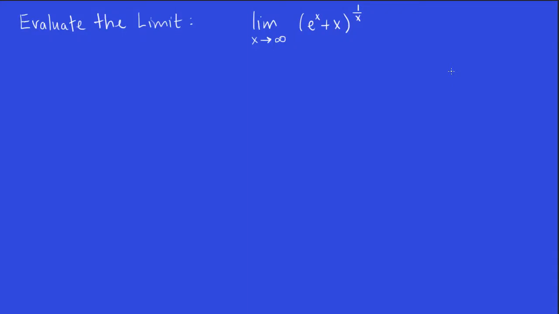Let's take a look at this limit. As x goes to infinity, e to the x goes to infinity, and x goes to infinity. So their sum also goes to infinity. So the base of the exponent is going to infinity. And when x goes to infinity, 1 over x goes to 0, right? 1 over a large positive number is a small positive number. So this is the form infinity to the power of 0. And that's an indeterminate form.